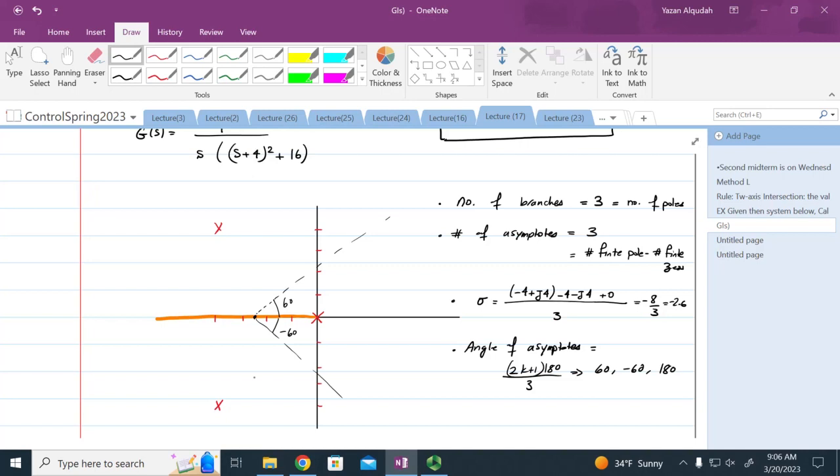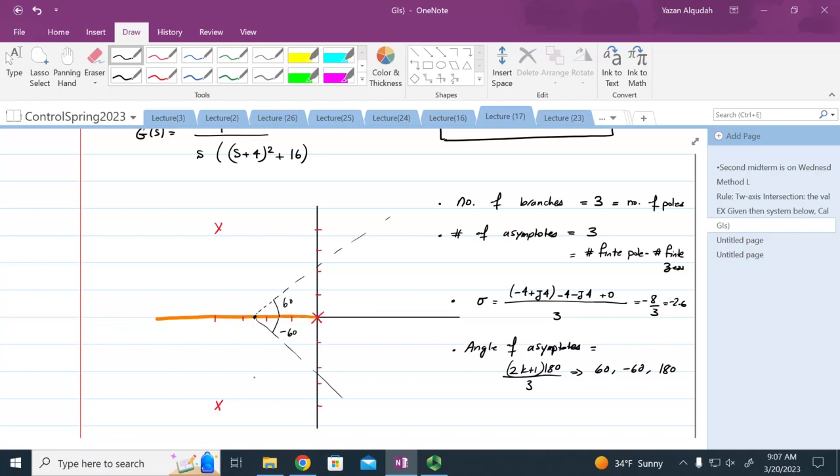Any ideas? How are the asymptotes going to connect to the root locus? Which one? Well, this one is one asymptote, that's clear. But from here, how is the root locus going to look? We're going to depart this pole. This is a branch, and it's going to go to the asymptotes.